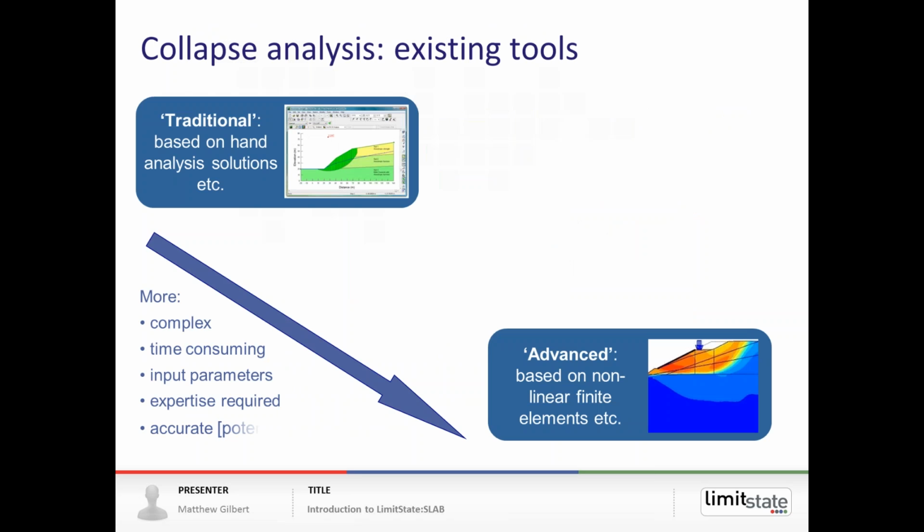So just again, looking at this big picture view, what we've got as engineers are two types of tools which we can apply when we are interested in collapse analysis. Traditional hand-type methods, possibly embedded in a spreadsheet or simple program at one extreme, and at the other extreme we have nonlinear finite elements, discrete elements, and a whole wealth of advanced tools which are complex and require significant expertise and often runtime to get solutions.